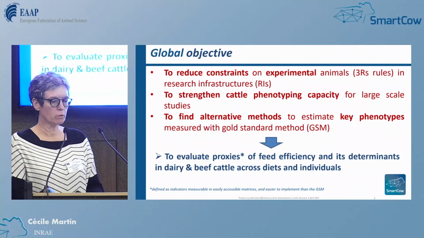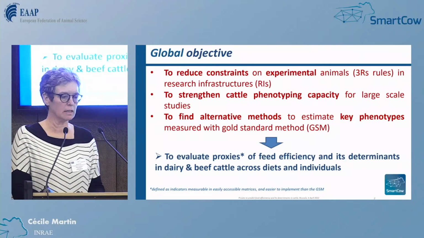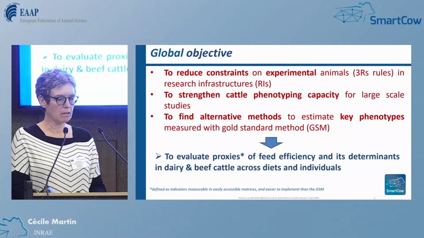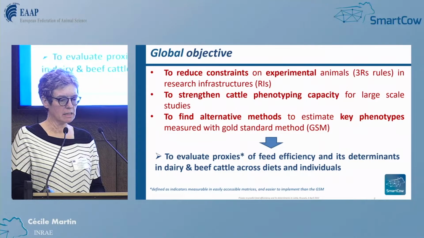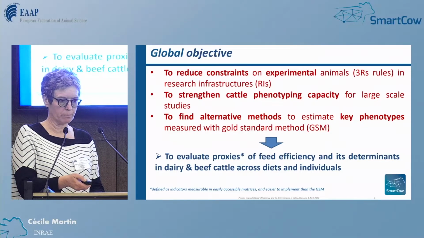The solution proposed was to evaluate proxies of feed efficiency and its determinants in dairy and beef cattle across diets and individuals. Proxies were defined as indicators measurable in easily accessible matrices and easier to implement than the gold standard method.